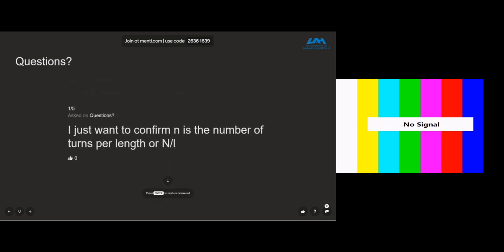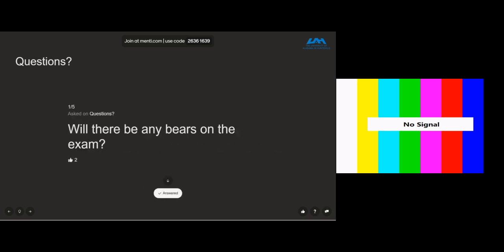I just want to confirm, little n is the number of turns per length. Yes, that is correct. Little n is turns per length, where big N is the total number of turns, and L is the length of the system. Is R in those last equations equal to the resistance of the circuit? Yes, it is. R is the resistance inside of the circuit.